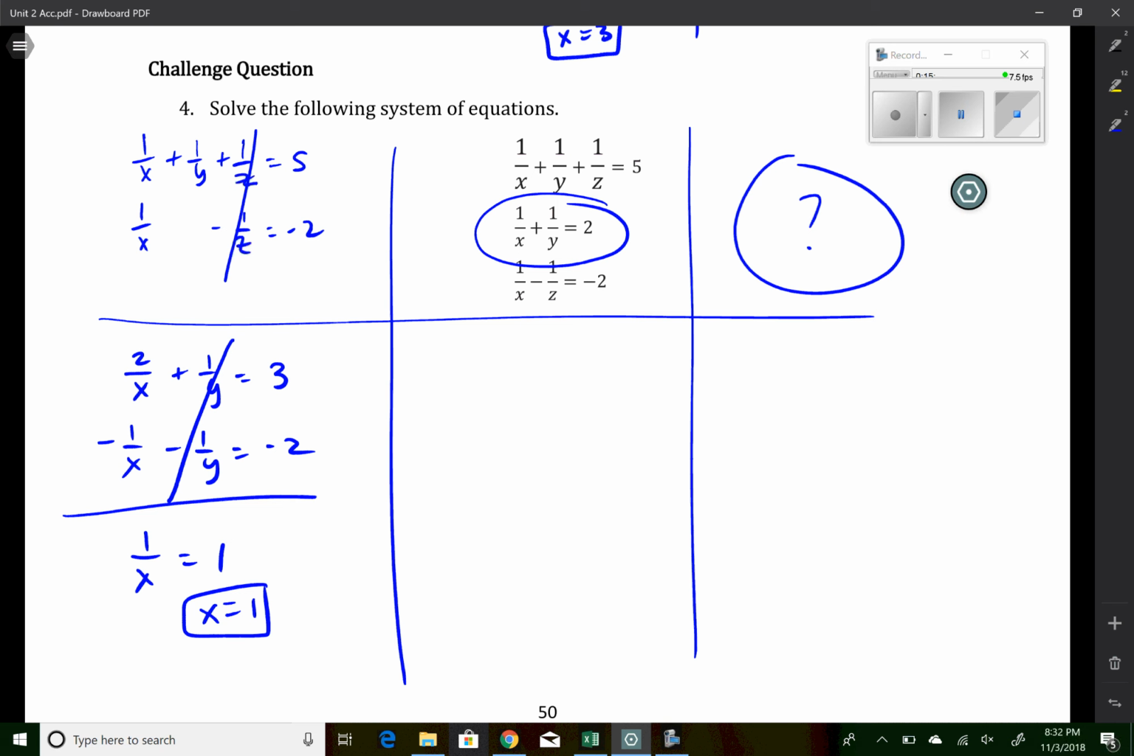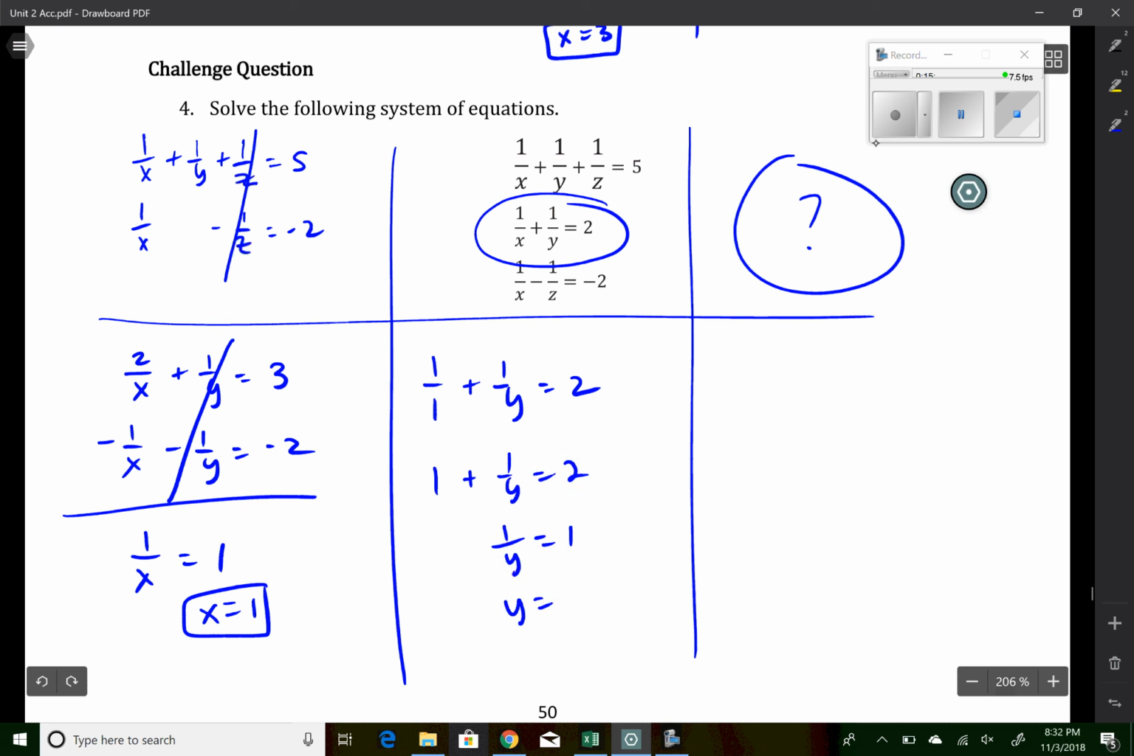So now that I know that x is 1, I could say 1 over 1 plus 1 over y equals 2. So I have 1 plus 1 over y equals 2, or 1 over y equals 1, so y equals 1.